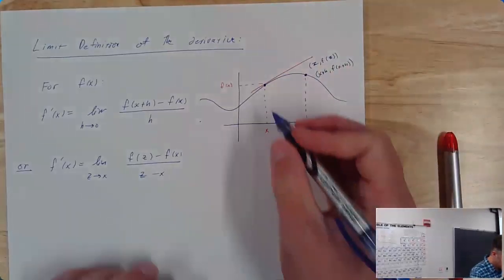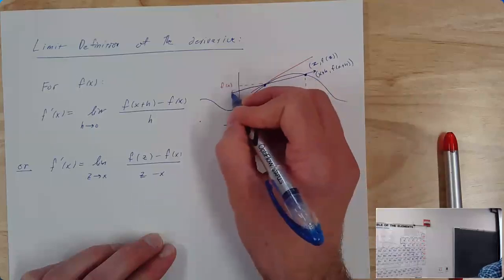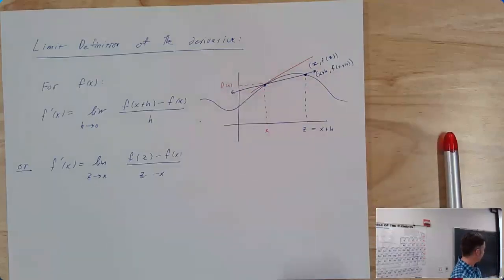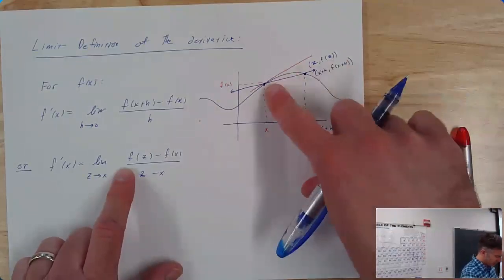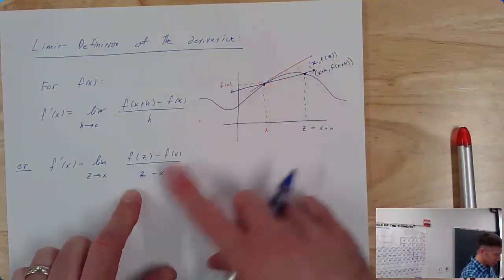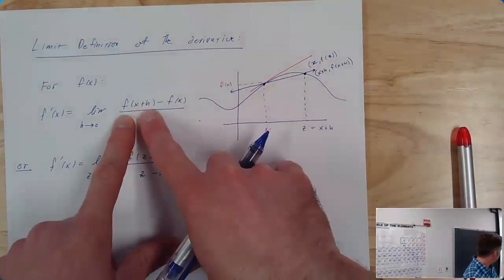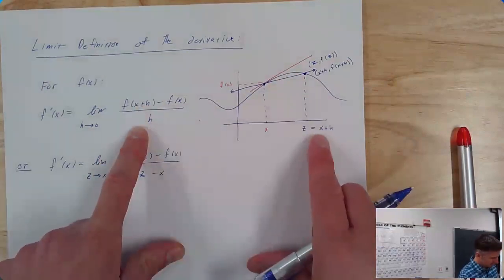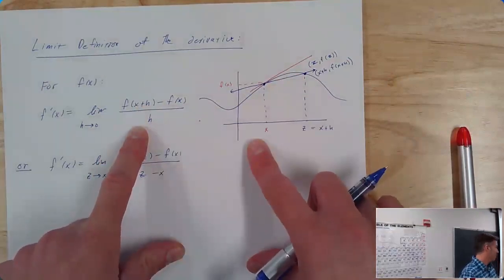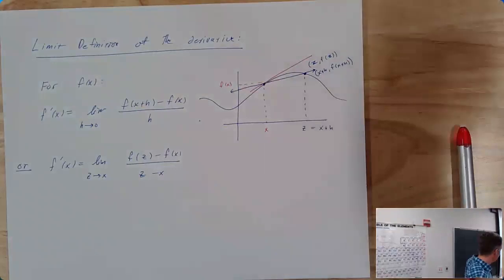What we're doing is finding the slope of the line between these two points. One way of writing it is the difference in the y's, f of z minus f of x, over the difference in the x's, z minus x. Or the other way: the difference in the y's, f of x plus h minus f of x, over the difference in the x's, x plus h minus x, which is h. So both of these are saying the same thing. They're just a different way of expressing it, and really not even that different.